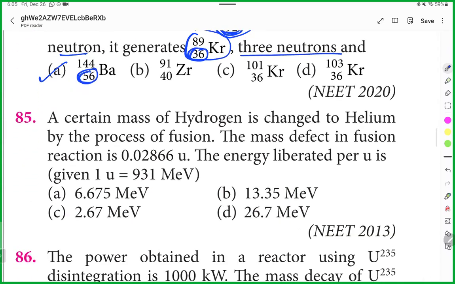Next, Sarah. A certain mass of hydrogen is changed to helium by nuclear fusion. Mass defect is this. Energy liberated per unit, if 1 unit is this value.